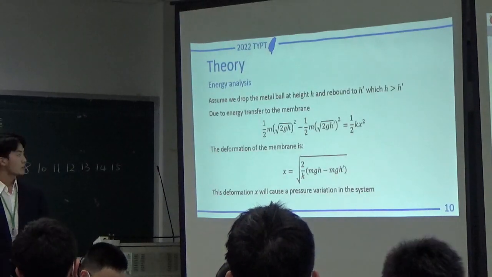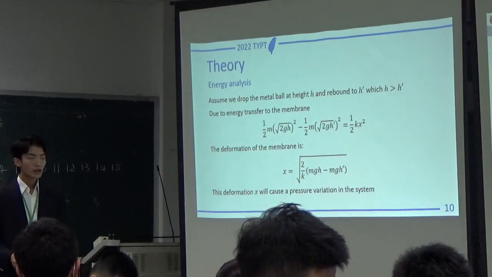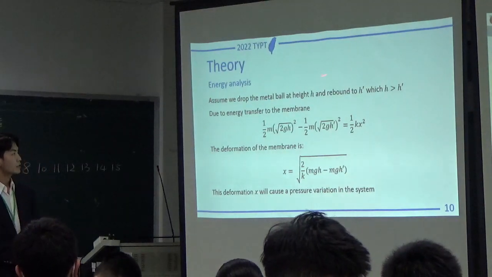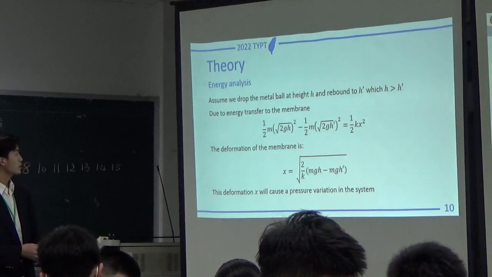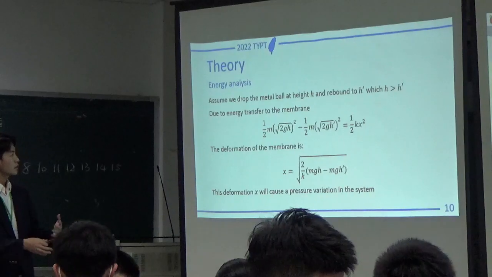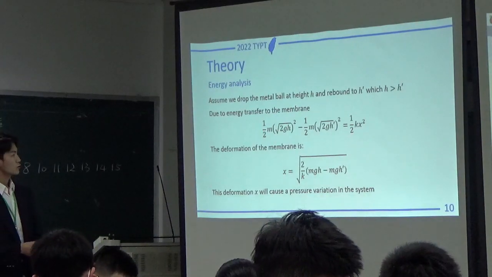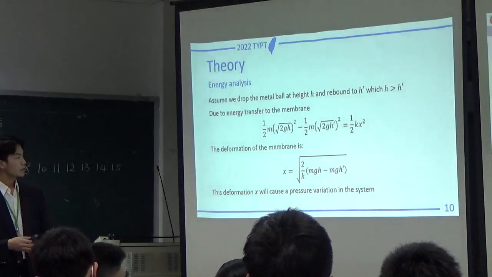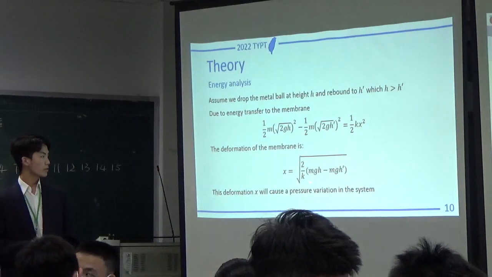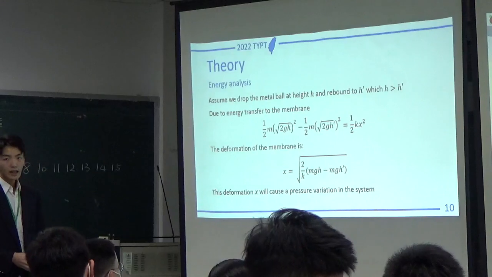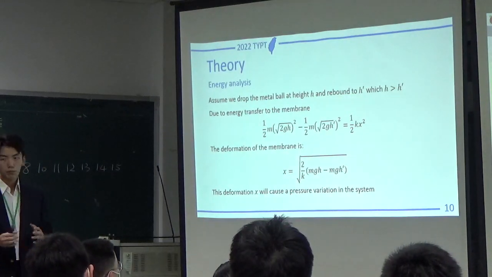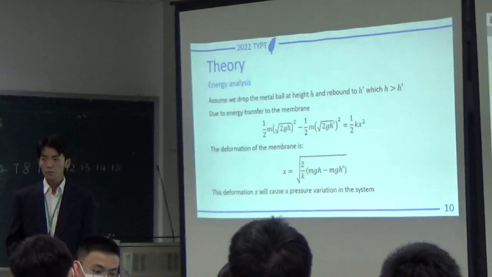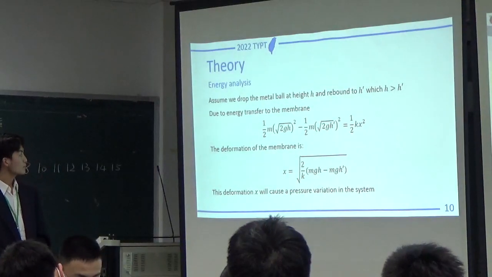And then I'll move on to the energy analysis. First we assume that our metal ball is dropped from a height h, and it will rebound to the height h prime over here. The potential energy will transfer to the elastic potential energy. We can rearrange the equations, and we get the deformation of the membrane as this equation. Here the deformation x will cause a pressure variation in the system, and it will cause the sound.